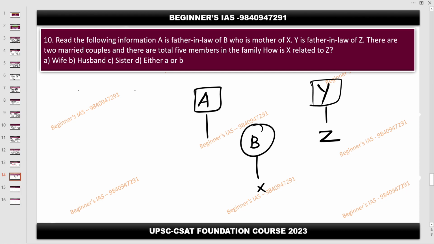So there is one possibility. B and Z also cannot be married, because check this. That is the only possibility. I'm saying B and Z married cannot be possible. So the only possibility that remains is that B is married to Y, and if B is married to Y, then X and Z cannot be siblings, so they'll be wife and husband. So that's why the D option is there, either A or B.